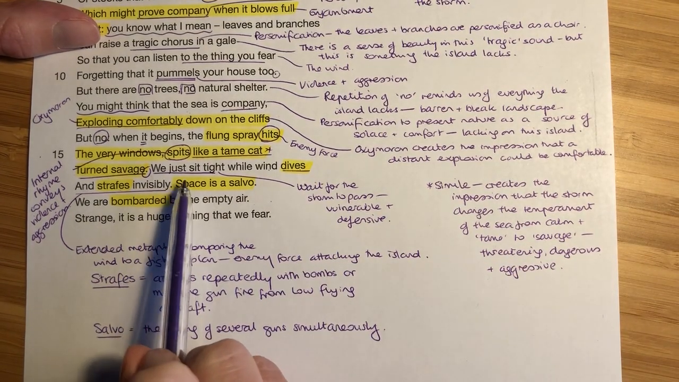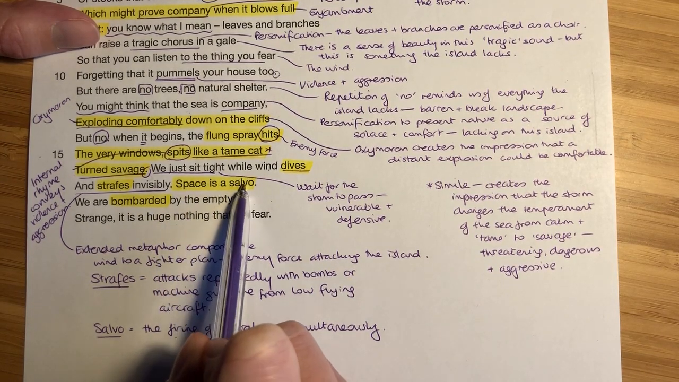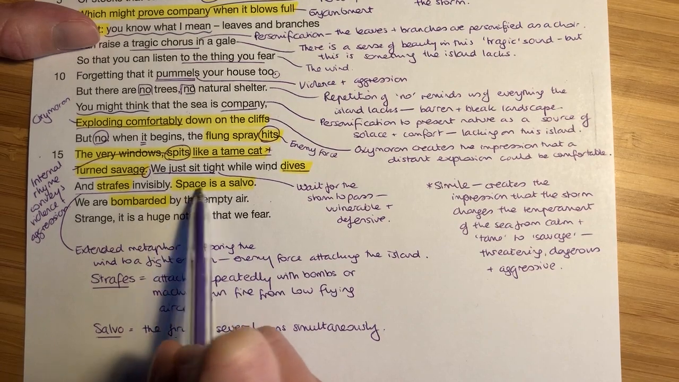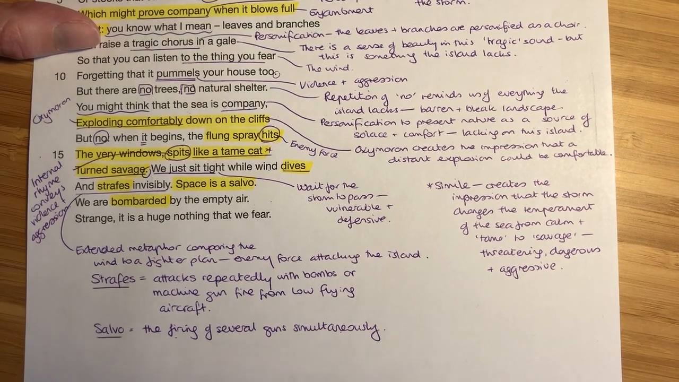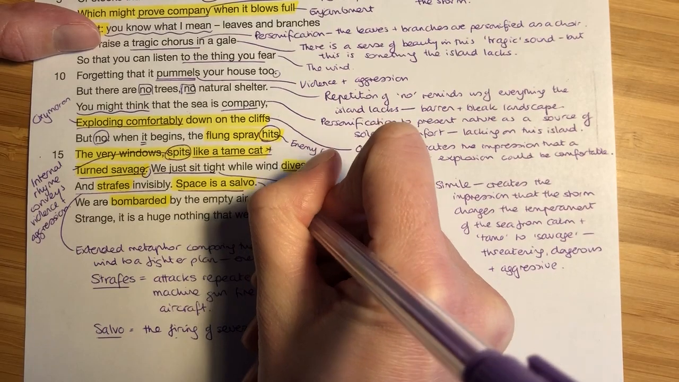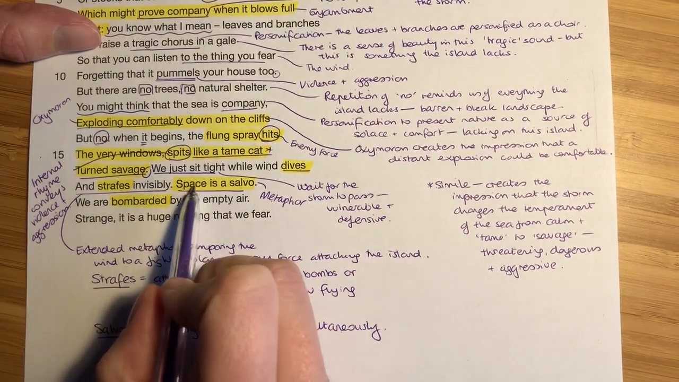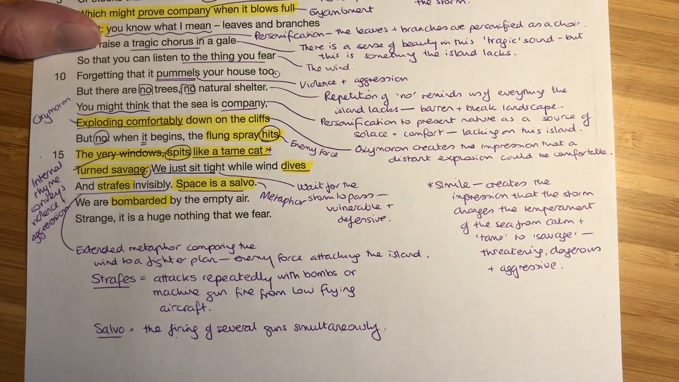And then we have this caesura and this beautiful little four-word sentence. Space is a salvo. So empty space, the empty air, is compared to the firing of several guns simultaneously. And the succinctness, the brevity, the shortness of that little sentence gives it tremendous weight and power in these last few lines. Space is a salvo. So this is that metaphor that began in the previous line. Empty space, empty air is compared to this barrage of machine gun fire.